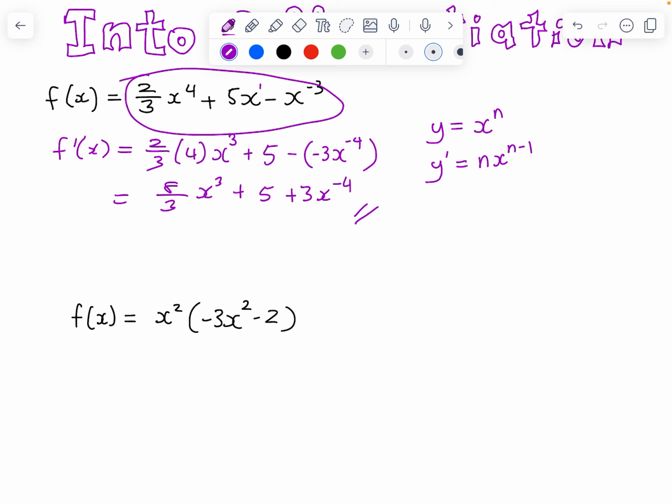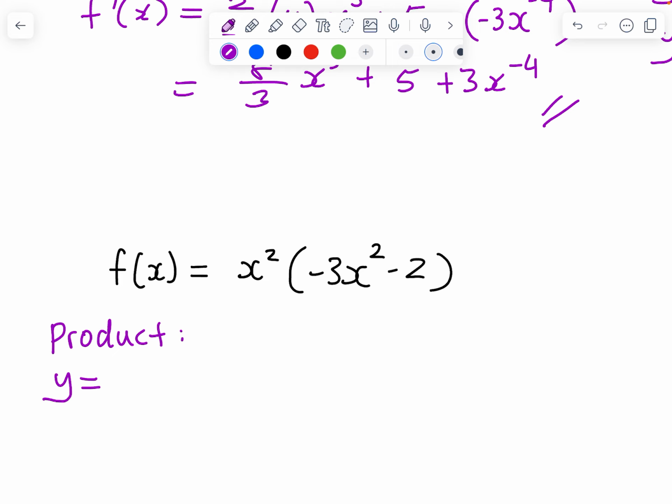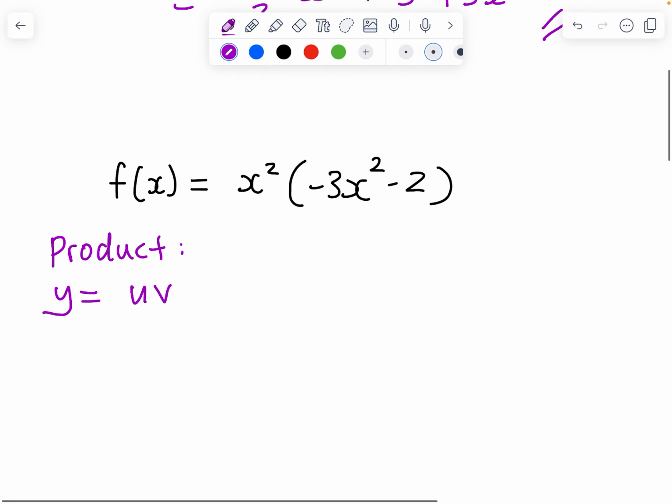Now let's move on to a function that deals with multiplication. This time, because it is multiplication, we can't just find the derivative of these individually because it would be incorrect. So a method that we have to use is the product rule. The product rule is when you have a function y equals u times v. The derivative of that is u prime times v plus u times v prime.